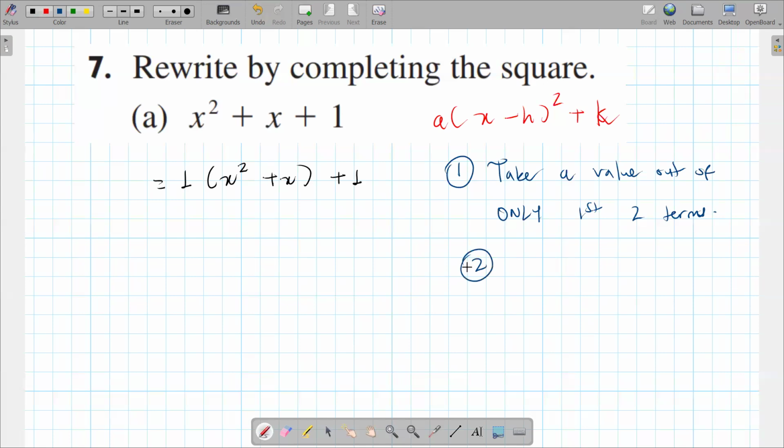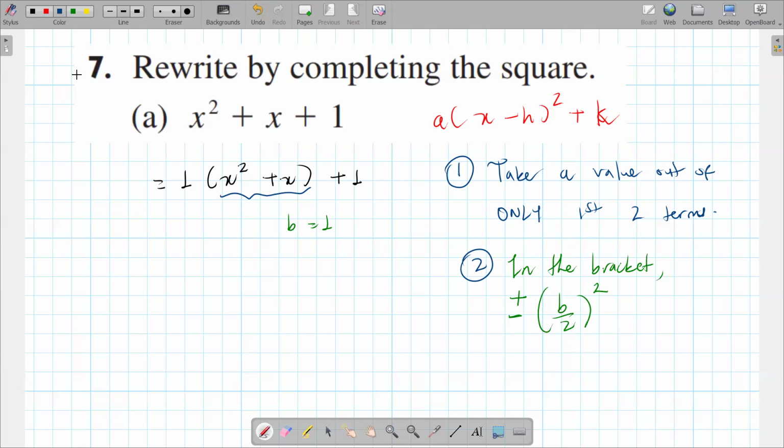Step number 2 is, you see this bracket? Now this has a new a value and it has a new b value. We're concerned about the b value, and the b is a number that's multiplied with the x. What's the b value here? It's 1. And this is talking about the bracket, okay? So in the bracket, what you want to do is add and subtract half of b squared. That's a little bit difficult to think about, but this is the procedure to complete a square. You always add and subtract half of b squared.